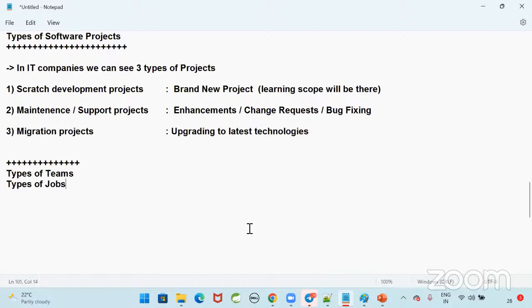What is a permanent job? What is a contract job in IT? I'm going to explain types of teams, types of jobs, and how to cover a gap in experience, and the role chart in IT. These topics I'm going to discuss in tomorrow's session. Once these topics are completed, we will start with the real-time tools. I think today's session is a very informational and very important session.